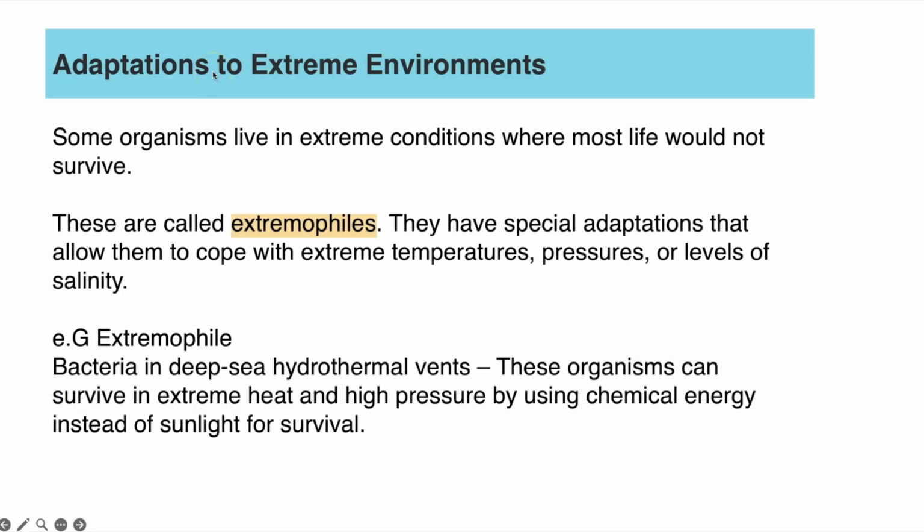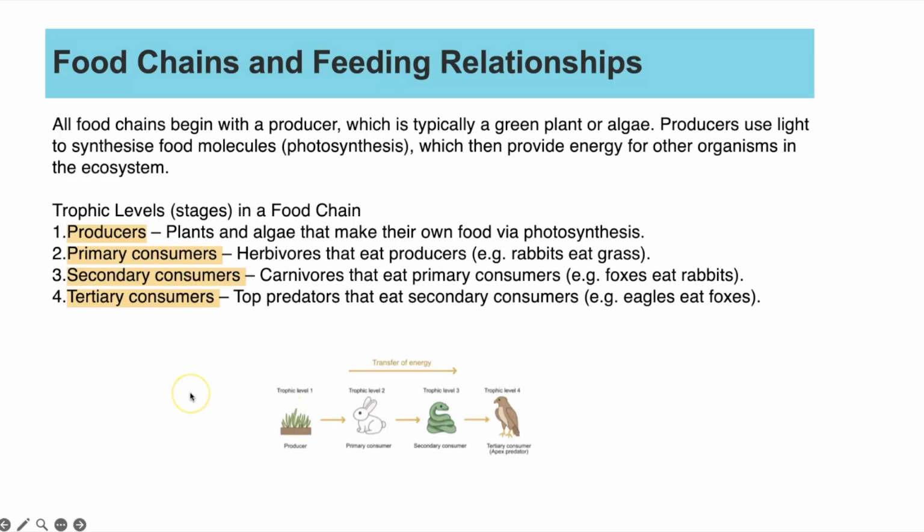There are also some organisms that have adaptations that enable them to survive in extreme environments, and these are known as extremophiles. And one example here is bacteria. There are some bacteria that have adaptations that allow them to be able to survive in really hot vents. So they could be incredibly high temperatures, incredibly high pressure that would kill most other organisms, but they're able to survive there.